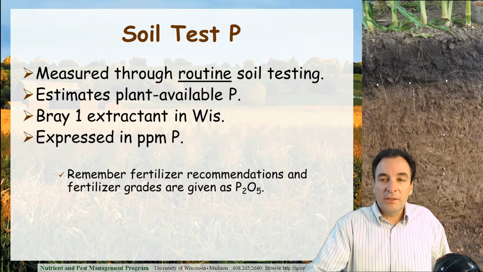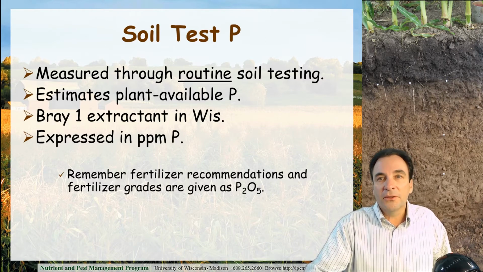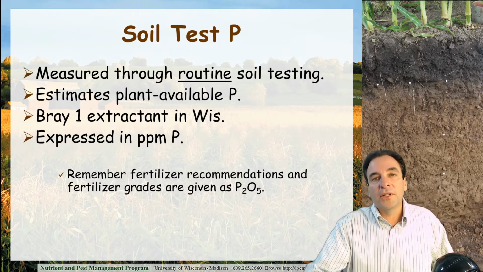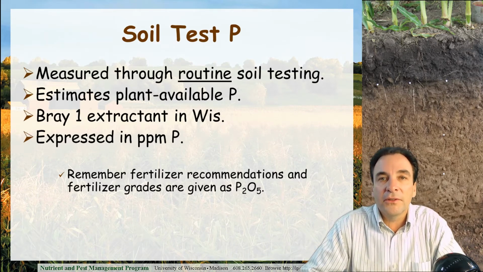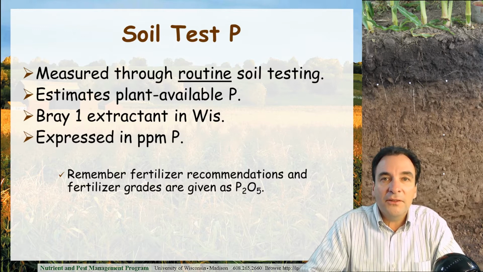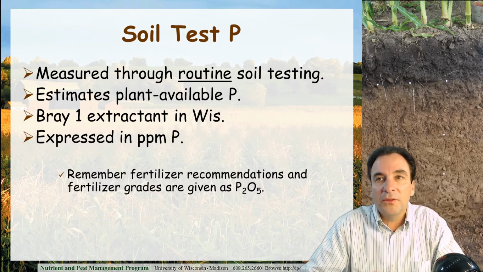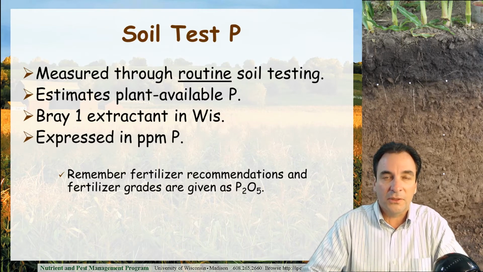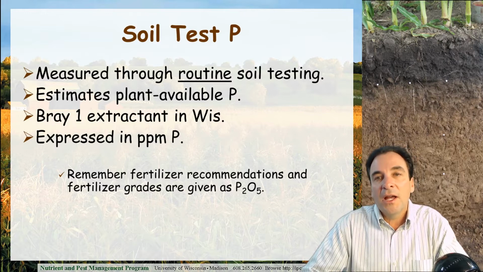How do we measure the availability of the soil to supply phosphorus to crops we grow on it? We measure this through routine soil testing. The soil testing estimates the amount of phosphorus that's available to plants. In Wisconsin, we use a Bray-1 extractant in our soil testing labs for estimating the amount of phosphorus that can come into solution and be available to crops.